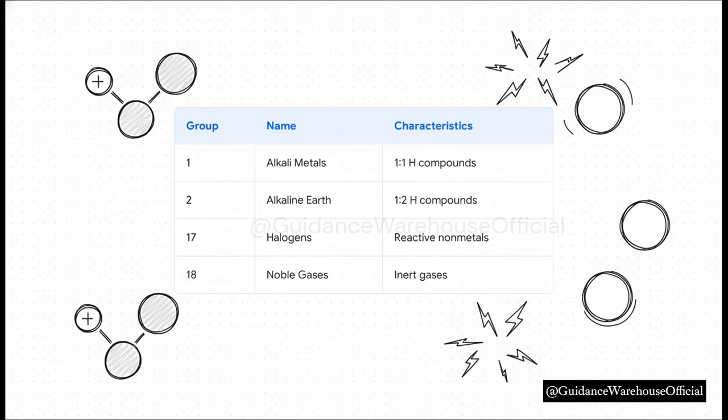Now jump all the way across town to the right side. Group 17 houses the halogens, which are intensely reactive nonmetals. And right next to them, Group 18, the noble gases. These are those completely unbothered, totally inert gases that basically refuse to react with anybody else.